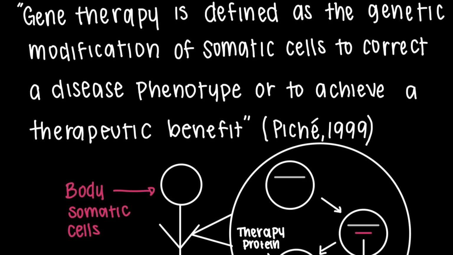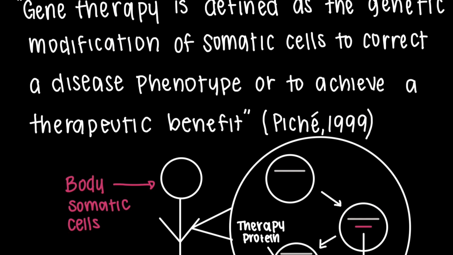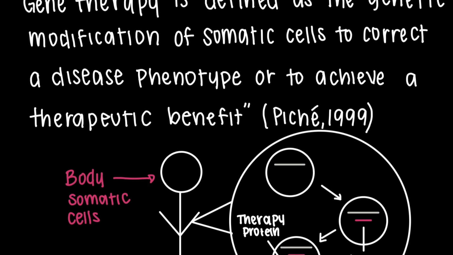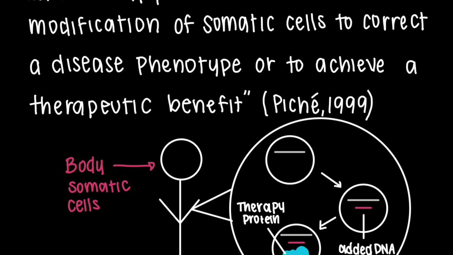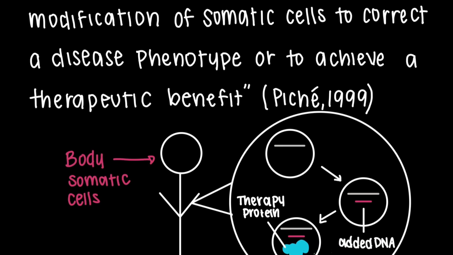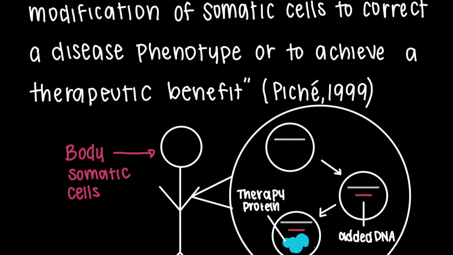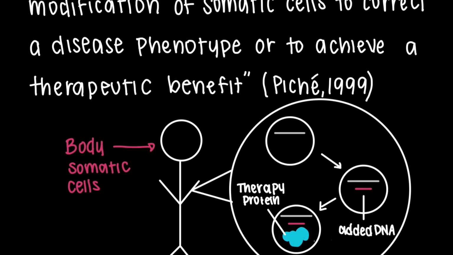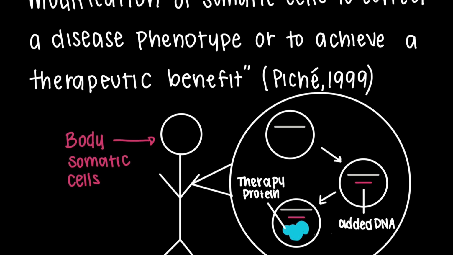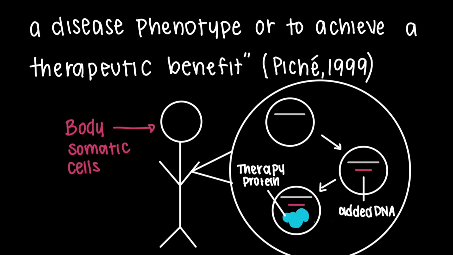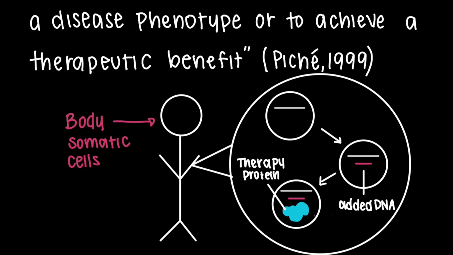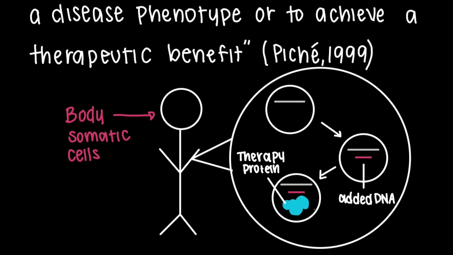Gene therapy is defined as the genetic modification of somatic cells to correct a disease phenotype or to achieve a therapeutic benefit. As you can see in our little diagram, this is an example of gene addition, where added DNA allows the cell to make a therapeutic protein which can either cause a disease phenotype not to be shown or inhibit a disease from being contracted.